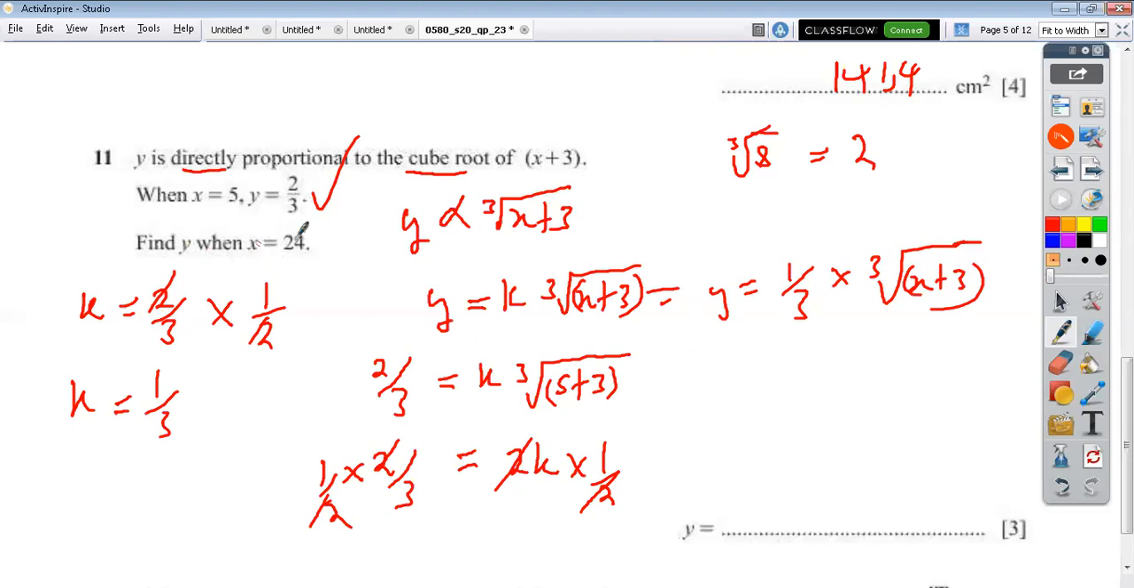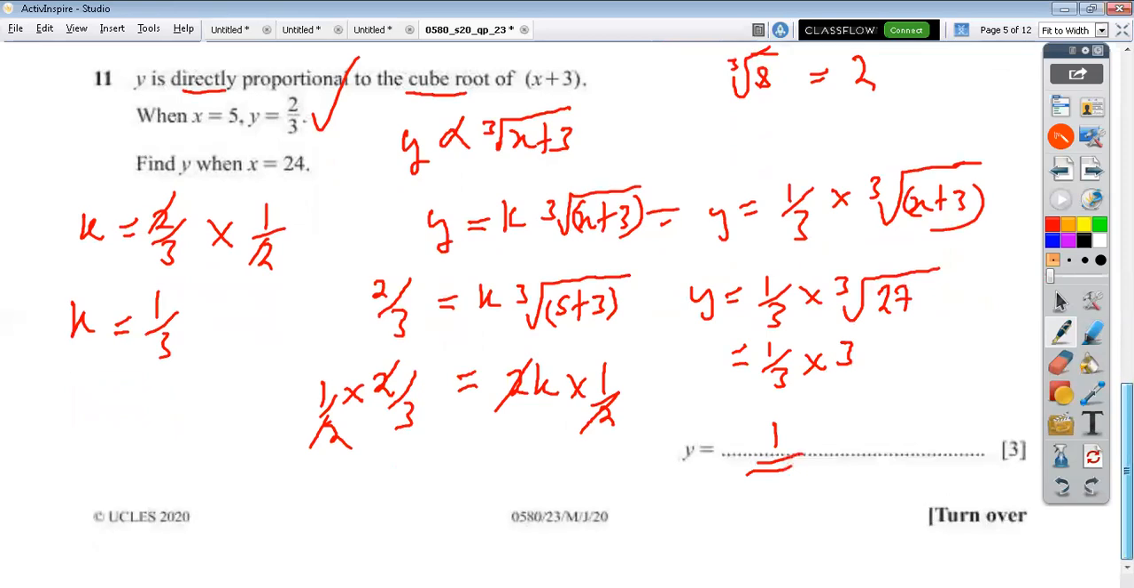Now find y when x is equal to 24. So y will be equal to 1 over 3 multiplied by cube root of what's 24 plus 3? 27. Yeah. Cube root of 27 should be 3. 1 over 3 multiply. You can find out from calculator is 3. 3 times 3 is... so that gives you 1. Clear? Yes, sir.